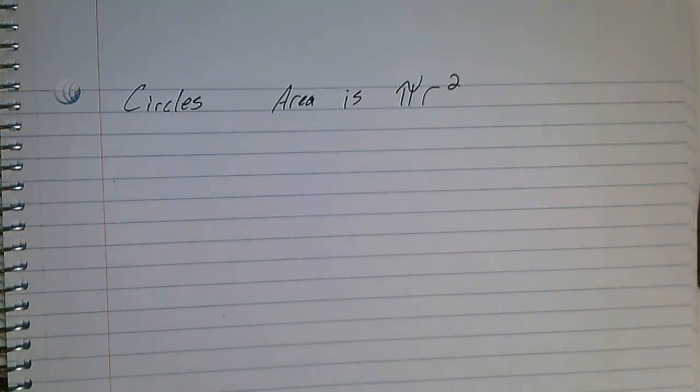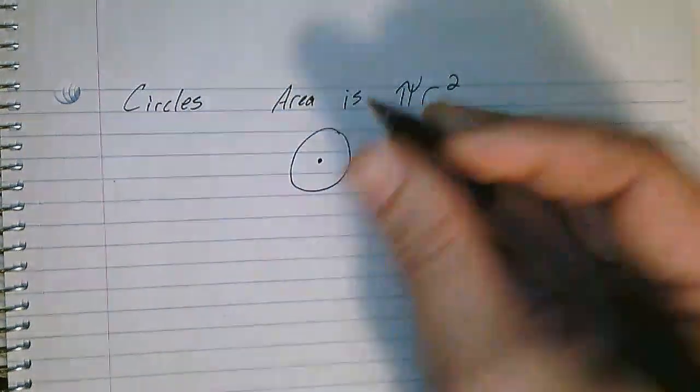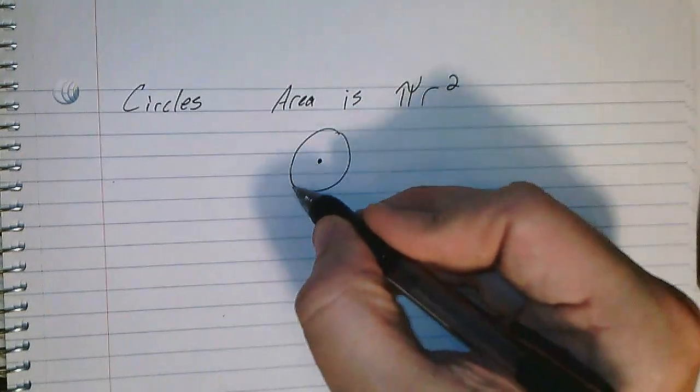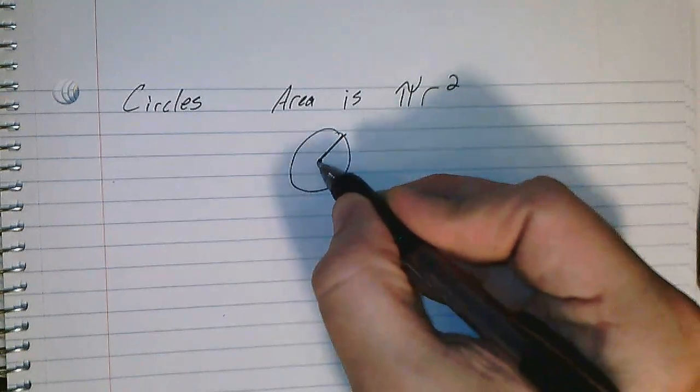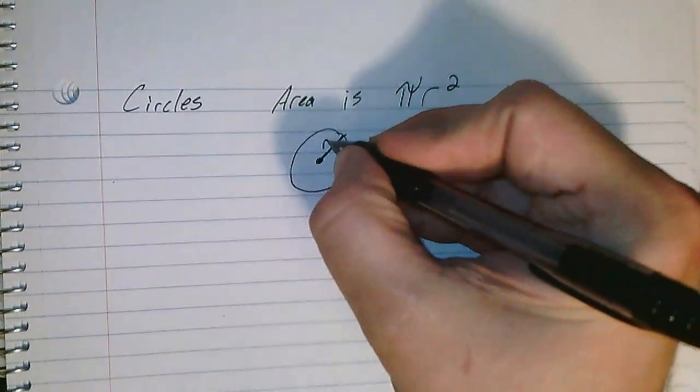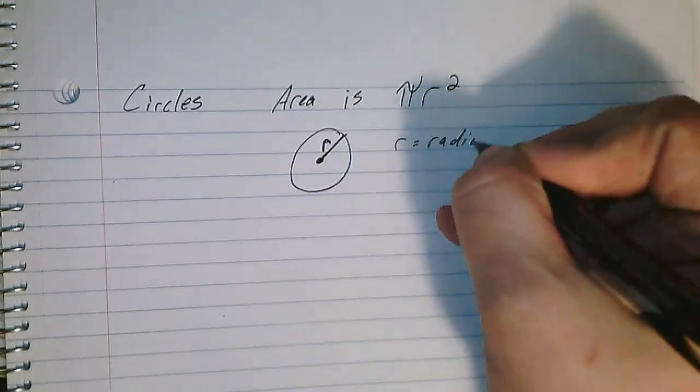So, let me pull one up. R stands for radius. That is half the distance. If I made a line that went from end to end, that would be called the diameter. I don't think you need to know that here. So this line right here is the radius, R for radius.